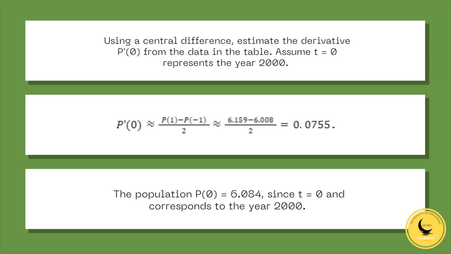P'(0) = (P(1) - P(-1))/2 = (6.159 - 6.008)/2. This gives us a value of 0.0755. Next, let us determine the population P(0). The population P(0) is equal to 6.084, since t = 0 corresponds to the year 2000.